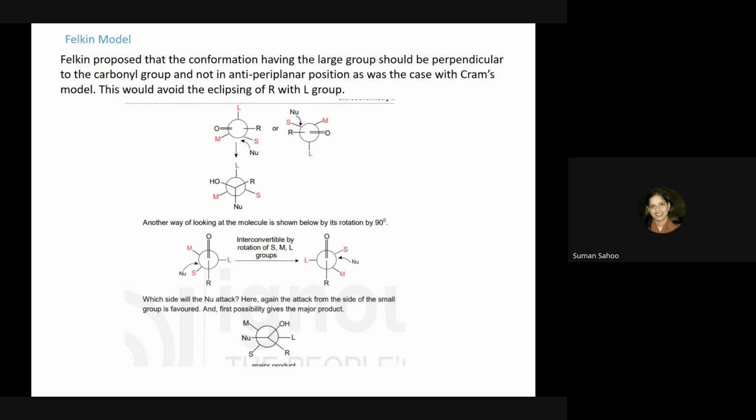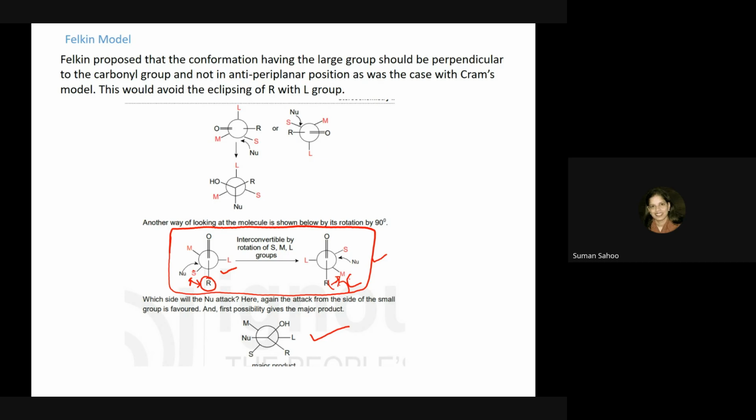So now which would be the case for the nucleophilic attack? Among these two, here we have R and S, that is the small group, and here we have R and M. The nucleophile will attack from the smallest side, and in this conformation there would be less steric hindrance as compared to that between R and M. So this one is less stable as compared to that one. In that case, the nucleophile will attack from this side, and it would give you the major product.